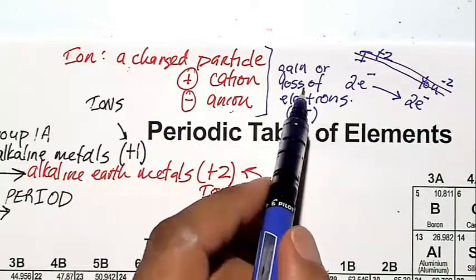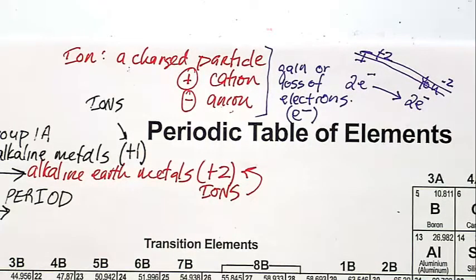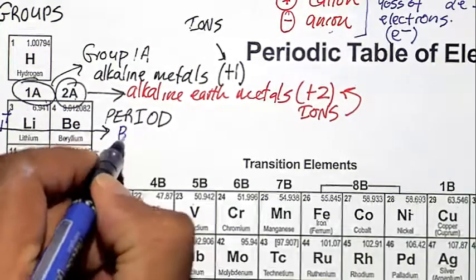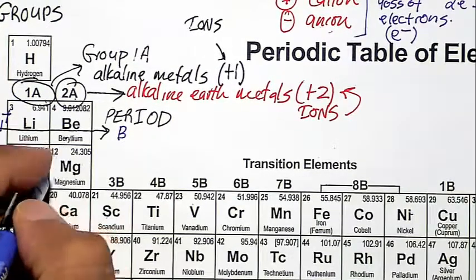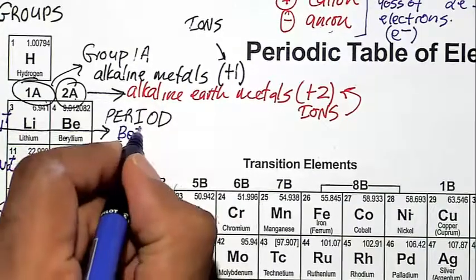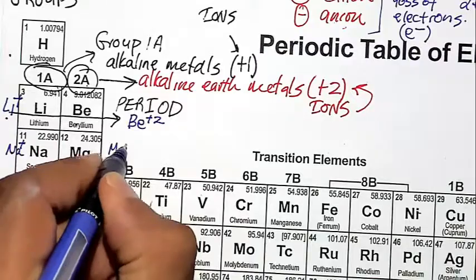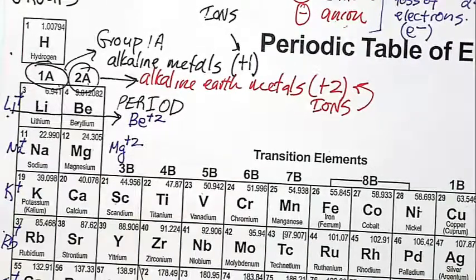So when you give off an electron, you become positively charged. When you gain an electron, you become negatively charged. So the alkaline earth metals, their ionic form likes to be +2. So beryllium itself is beryllium, but if it wants to form an ion, it's going to be beryllium +2.